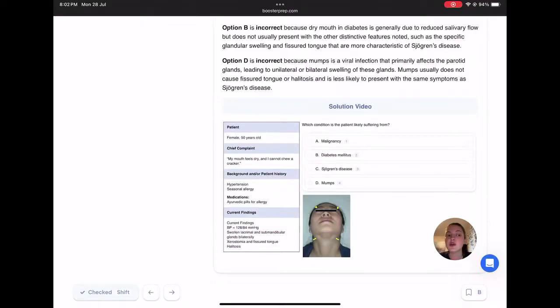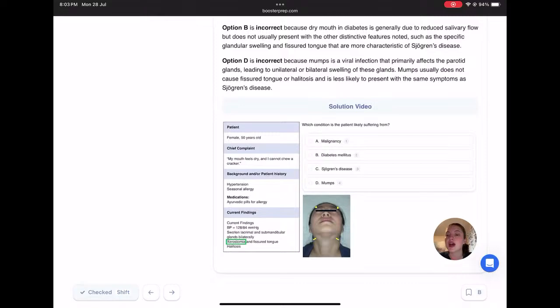In this image, you can see those swollen lacrimal and submandibular glands bilaterally. Now, is it a malignancy? Is it diabetes mellitus? Is it Sjogren's disease? Or is it mumps? We are given so many clues in this question to be able to make an accurate diagnosis for this patient. The first huge clue I want to point out is the fact that this patient has xerostomia. This is actually her chief complaint, as she says her mouth feels so dry and she cannot even chew a cracker. Now, dry mouth can be attributed to many causes, but it is associated with specific conditions, so we definitely want to keep those conditions in mind.